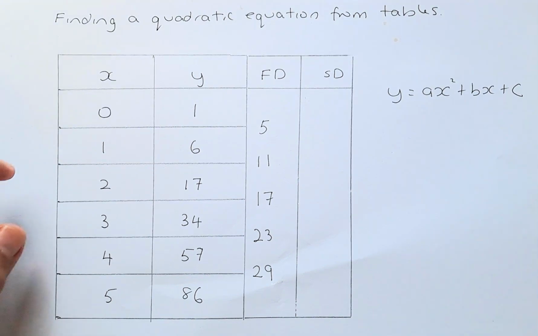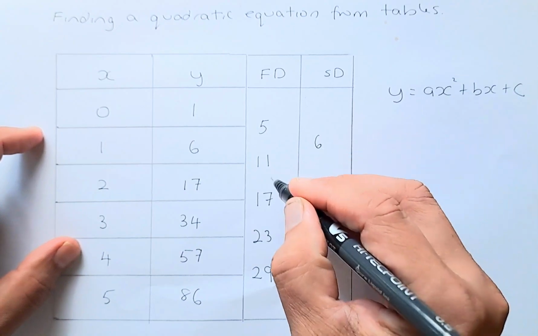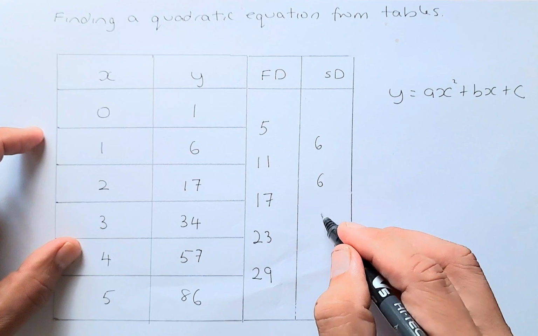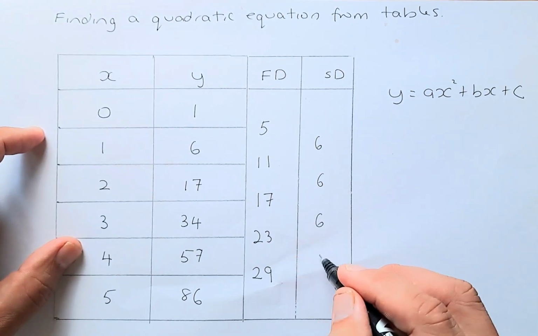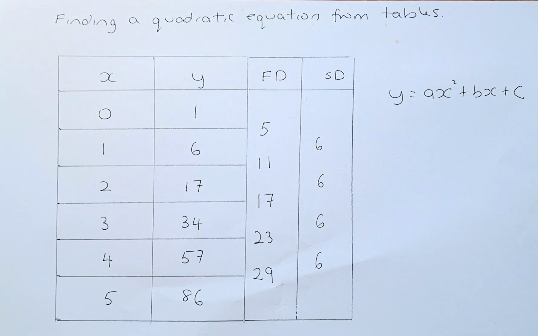Then to find the second difference, 5 and 11, the difference is 6. 11 and 17 is 6. 17 and 23 is 6. And 23 to 29 is 6. If the second difference is all the same, then you know that this is a quadratic equation.